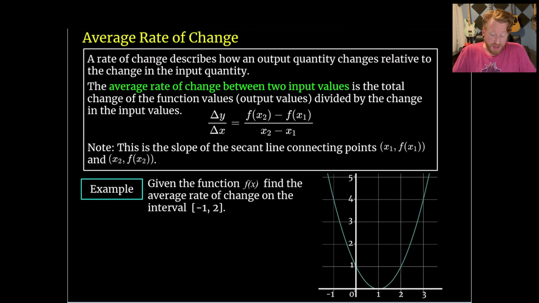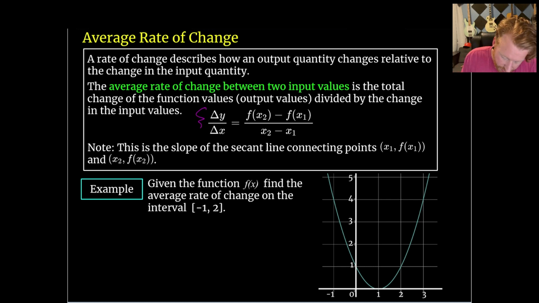All right, so next up is average rate of change. This idea will become increasingly important as you get into pre-calculus and even more important as you get into calculus. But the average rate of change describes how an output quantity changes relative to the change in the input quantity. So we have a bit more of a definition here. The average rate of change between two input values is the total change of the function values divided by the change in the input value. So we're just looking at this ratio. How much is the output changing over how much is the input changing?